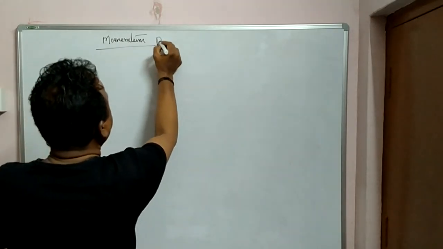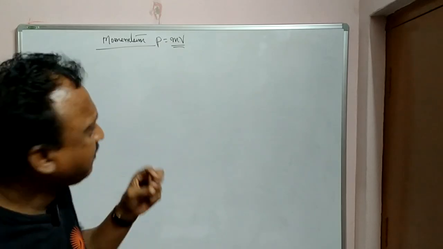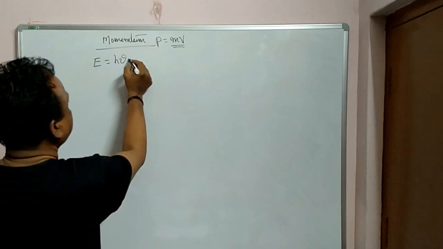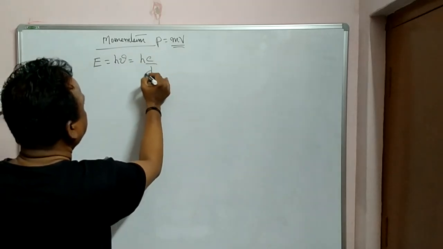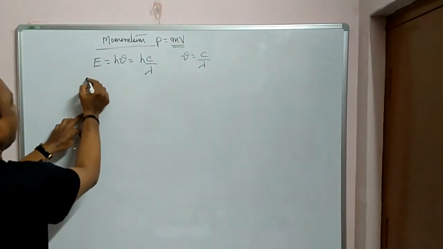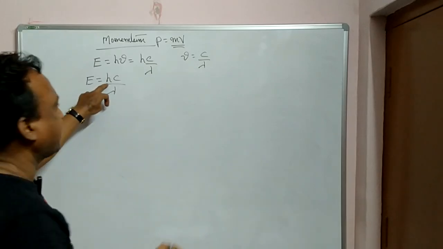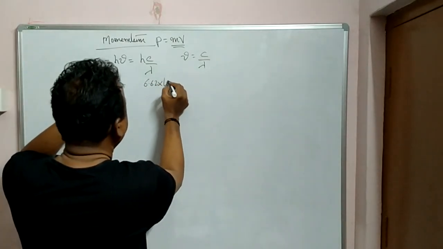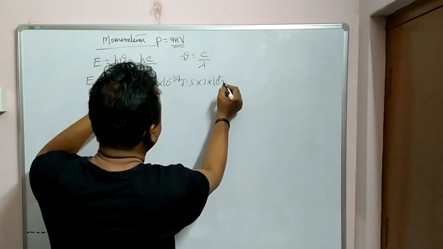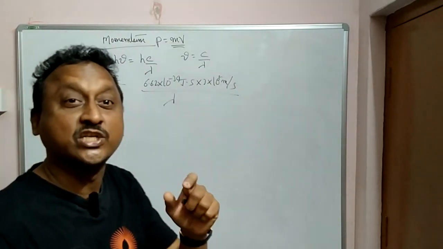See, what is momentum? Momentum P is equal to m into v. It's a vector, of course, mass into velocity. Now, we all know what energy is. E is equal to h nu or h c by lambda, because nu, the frequency, is equal to c by lambda for light. We know h is Planck's constant, 6.62 into 10 power minus 34 joule second, c is the speed of light, 3 into 10 power 8 meters per second, and lambda is the wavelength. If you put all these values, you will get energy in joules.